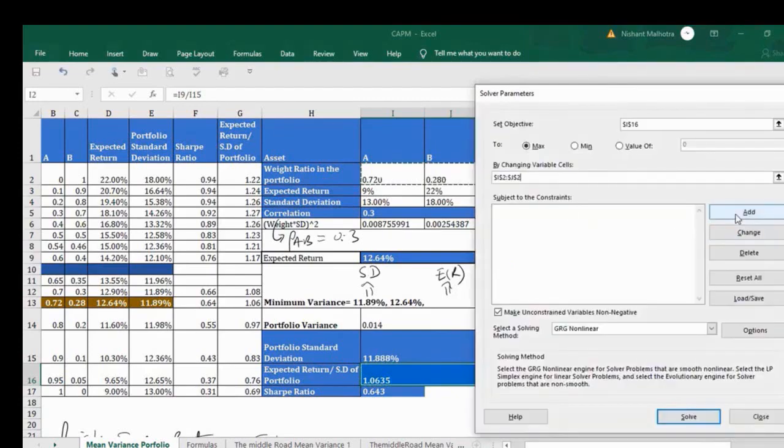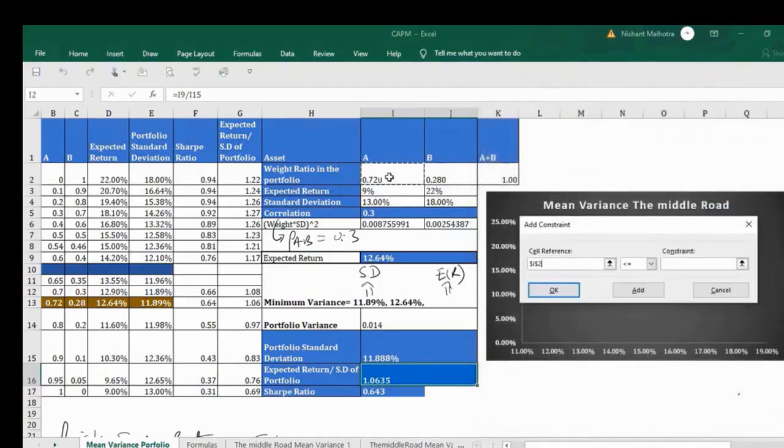Similarly, same is the weightage. I want to add the constraints. The constraints are very similar. This weight cannot be more than 1, which we have talked about. We add the next constraint. Again, this cannot be more than 1. Select less than or equal to 1. And then the third constraint is that the total portfolio should be equal to 1. The weightage of A and B cannot be more than 1. It has to be equal to 1. So that's why we'll select equal to and we'll click OK.